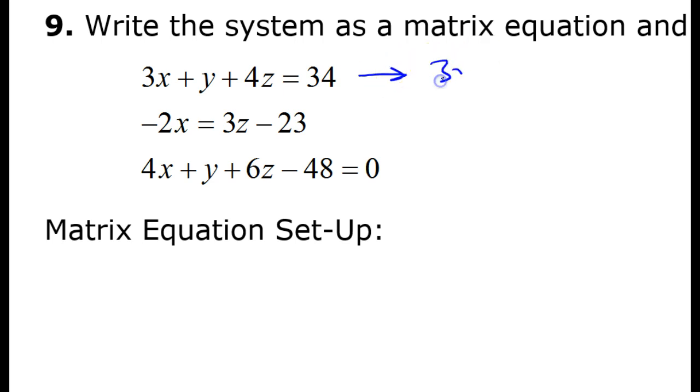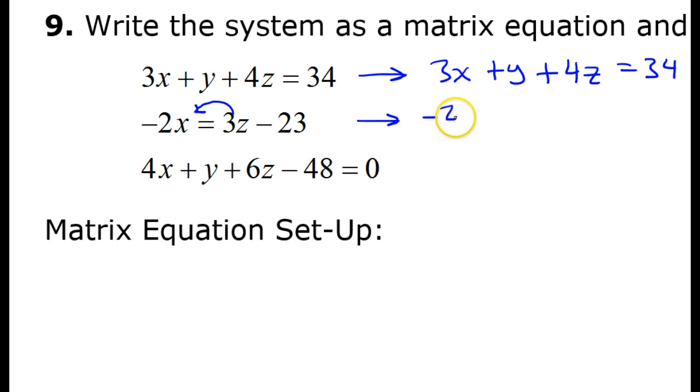So this is 3x plus y plus 4z is equal to 34. Okay, that's the form that we want all of these equations to be in. Now for this one, the z term needs to go over to the left. So I'm going to have the negative 2x and then minus 3z because I'm subtracting that guy from both sides. And that will equal the negative 23 that's still there.